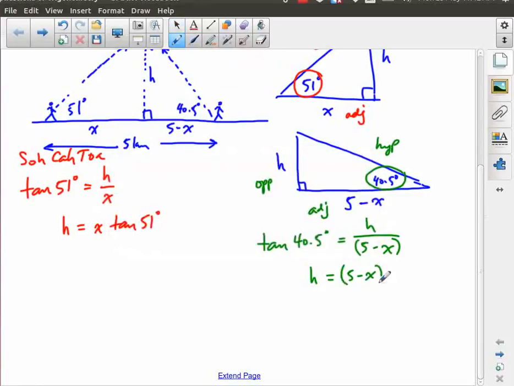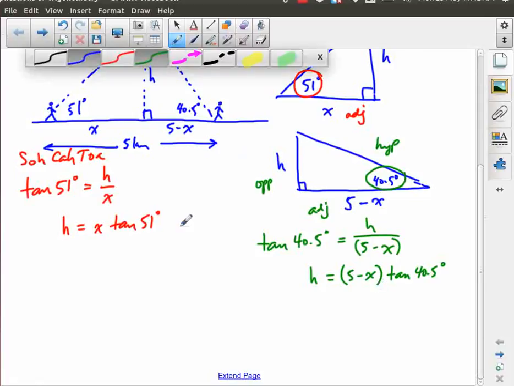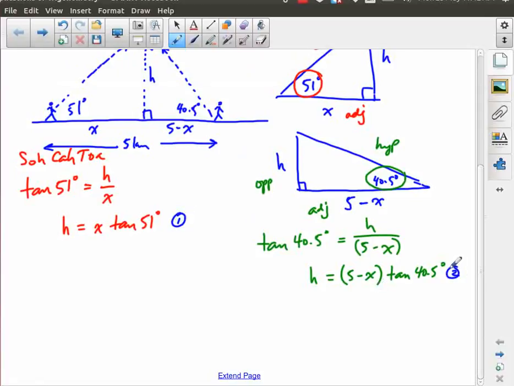This is the entire denominator multiplied by the tan of 40.5 degrees. So we have to keep that bracket intact. If we call that equation 1 and that equation 2, you should notice that h is equal to h. That means equation 1 is the same as equation 2. And so I can now write that x tan 51 degrees is equal to (5 minus x) tan of 40.5 degrees.